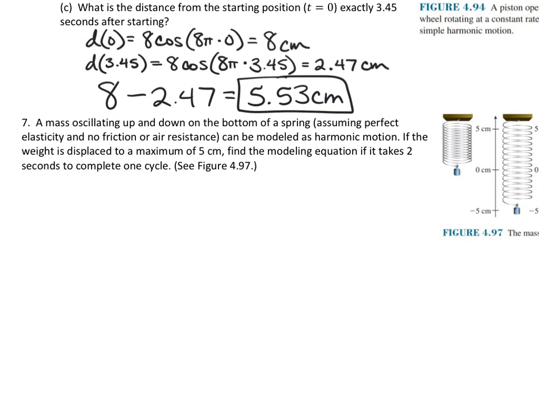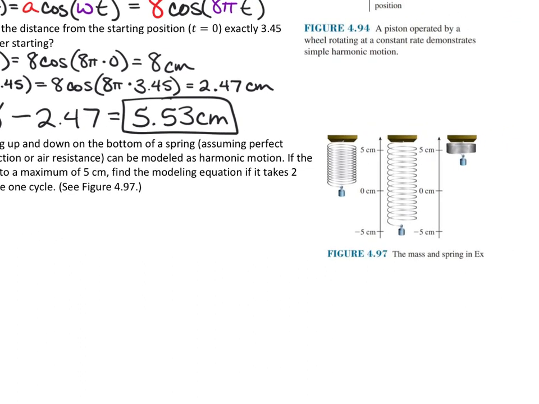We're assuming, for my science people, this is perfect elasticity and no friction or air resistance. It can be modeled as simple harmonic motion. If the weight is displaced to a maximum of 5 centimeters, find the modeling equation if it takes 2 seconds to complete one cycle. So if you look here, a spring. If you pull the spring down and let it go, what does it do? It bounces up and down and up and down. We're assuming it keeps doing this repeatedly forever because there's no friction and no air resistance, so it will never stop. That's like Newton's laws, okay?